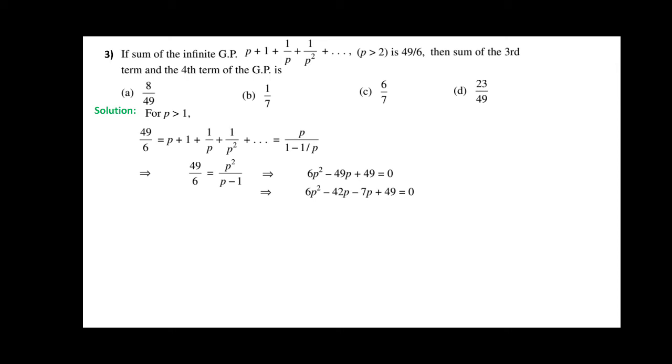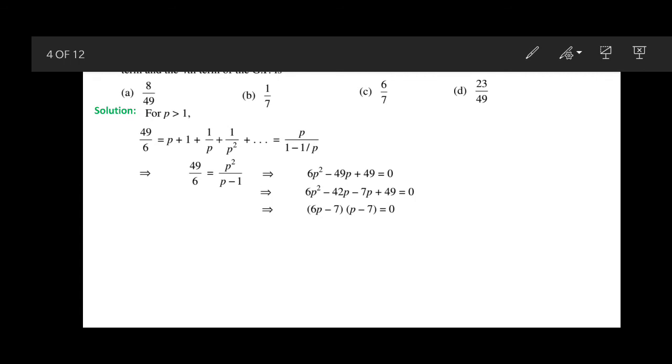So we can split that 49 as 42 and 7 are the factors. So that here we have 6P square minus 42P minus 7P plus 49 is equal to 0. So from the first two terms we can take 6 common, and from the third and fourth terms we can take 7 common. So that we have 6P minus 7 into the bracket of P minus 7 is equal to 0 are the factors of this given quadratic equation.